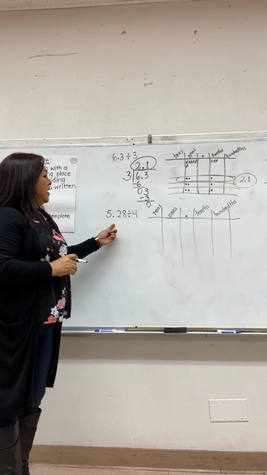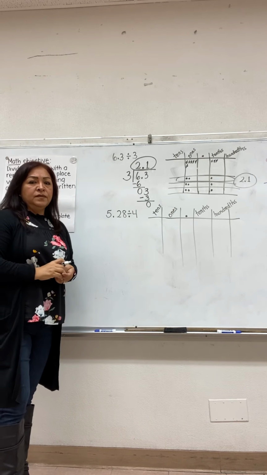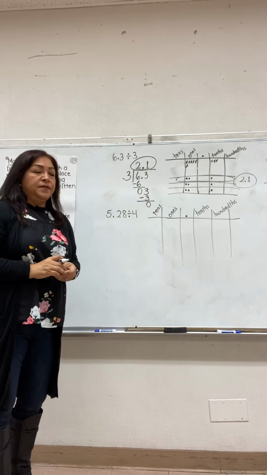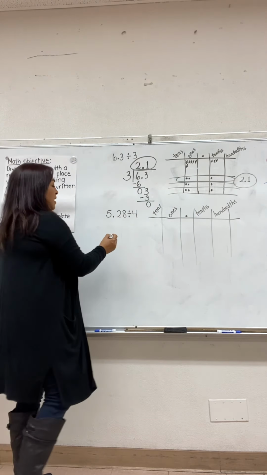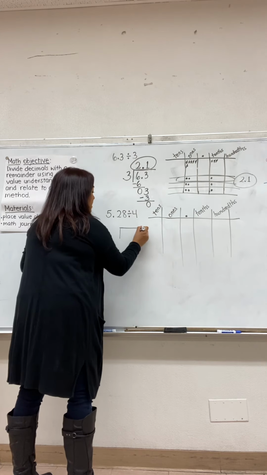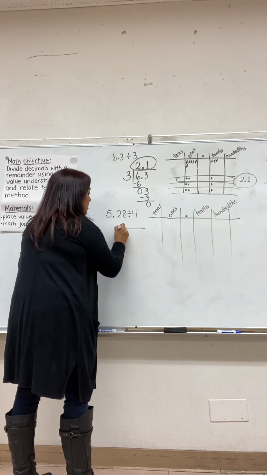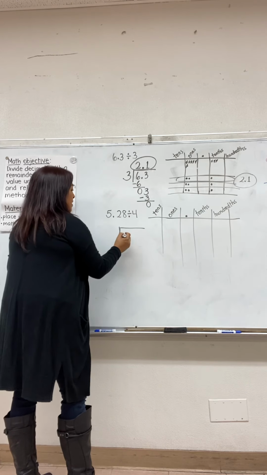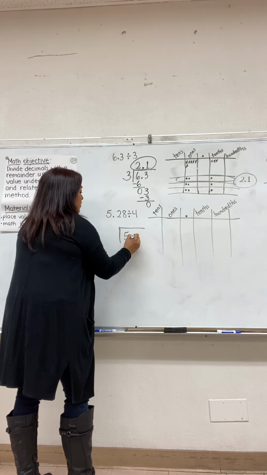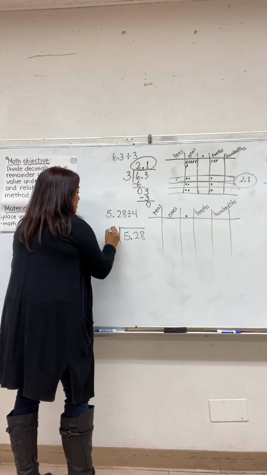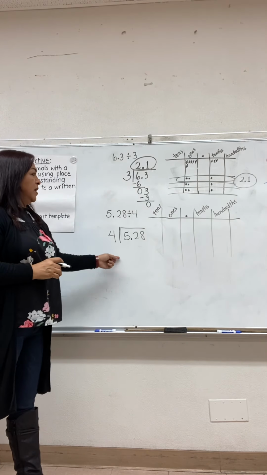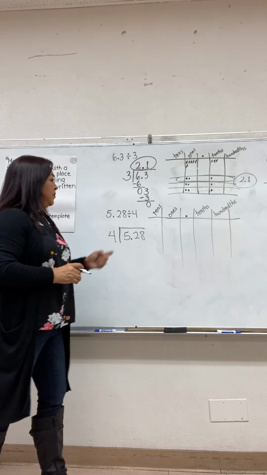Let's go on and try a different expression. 5 and 28 hundredths divided by 4. Let me go ahead and write my division standard algorithm so we can follow along as we work on the place value chart. 5 and 28 hundredths. So we can show our steps in writing using the standard algorithm.